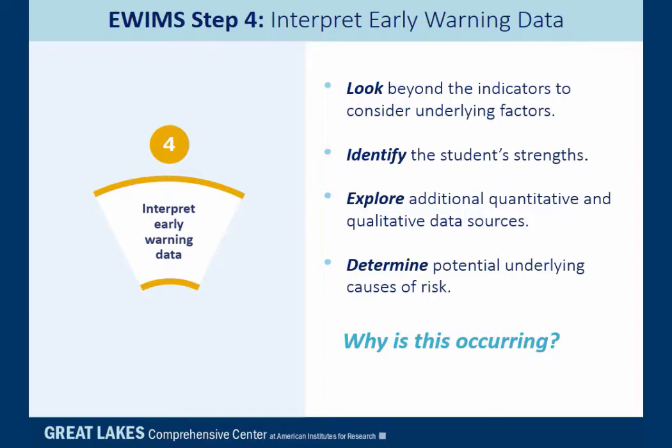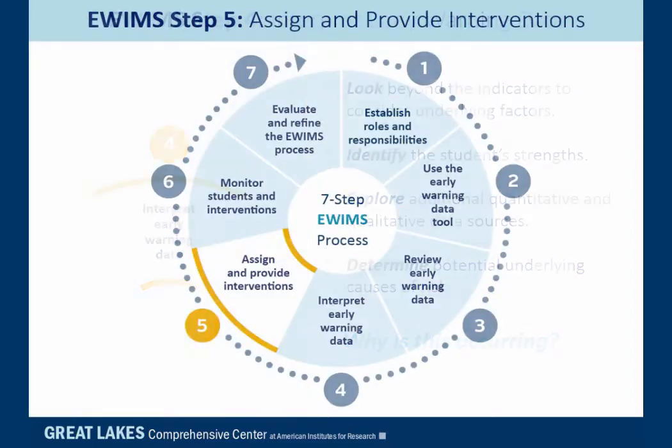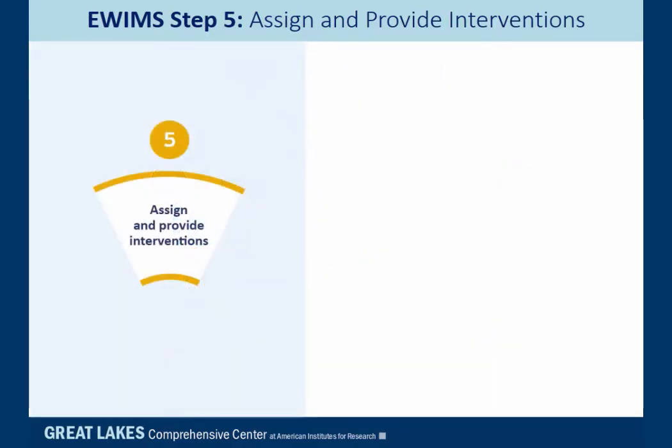After coming to understand in Step 4 the underlying causes of risk, in Step 5, the team selects and assigns students to appropriate interventions to help them get back on track. Based on the conclusions drawn in Step 4, in Step 5, the team assigns students to specific supports or interventions.